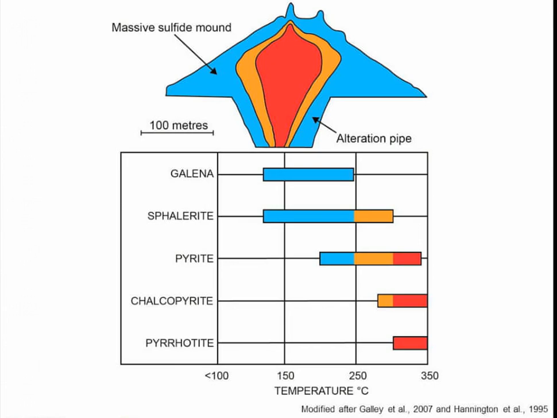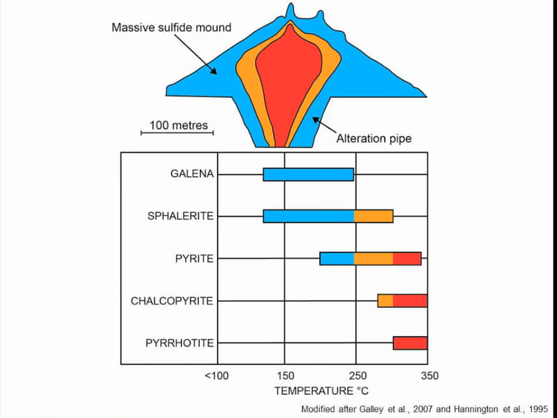So if we think very broadly about metal zoning in a VMS deposit, typically higher temperature fluids will carry your copper, so chalcopyrite, pyrrhotite, and then as the fluids decrease in temperature, they'll lose that copper mineralization and become more zinc-rich. So we see a zonation in the sulfide lens of a more copper-rich core out towards a zinc-rich exterior. This is generalizing quite a bit, but we can use this and look at the metal zonation that way. So what we'd expect to see are copper-rich upflow zones.